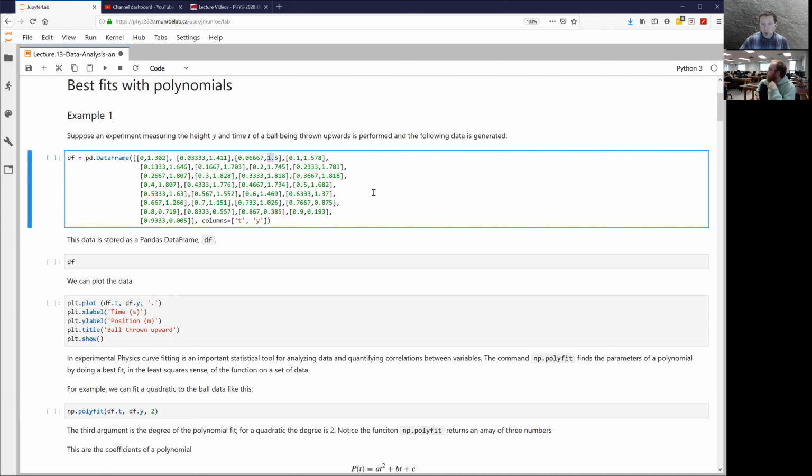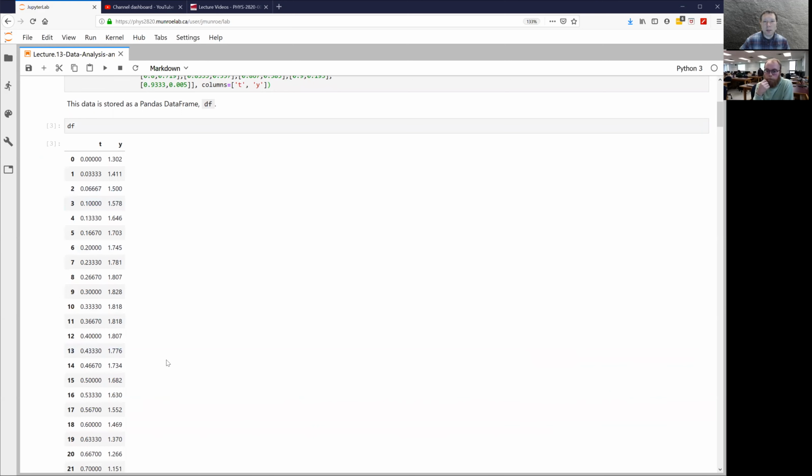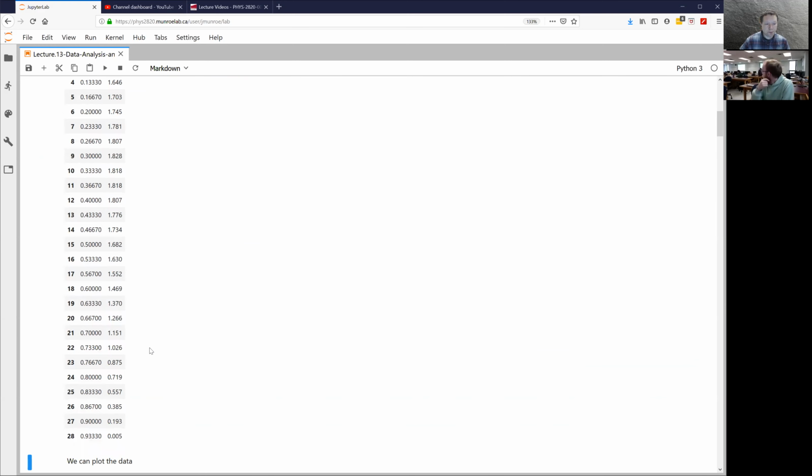Perhaps these positions were recorded by some sensor. You can load this into a pandas data frame by having these pairs of numbers and then giving them labels. The first number is the time, the second one is position Y. And the nice thing about a pandas data frame is it lets us visualize that data as a table very easily. So this is the kind of data one might collect from an experiment.